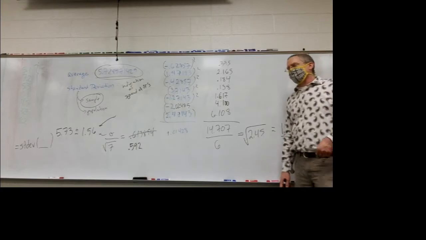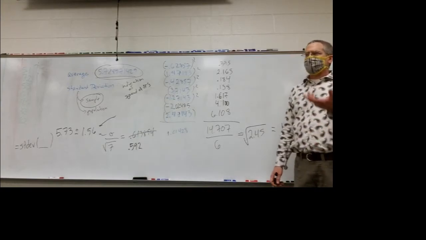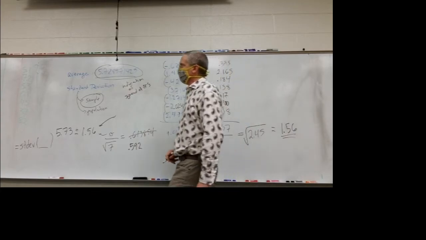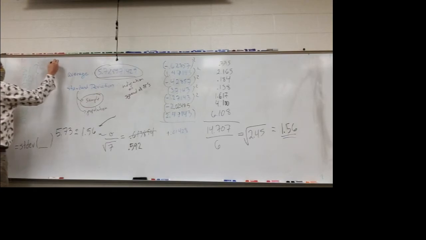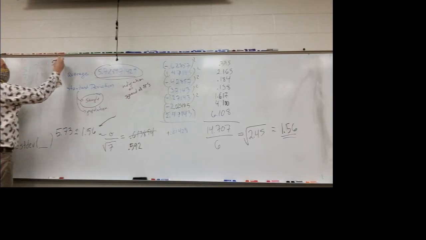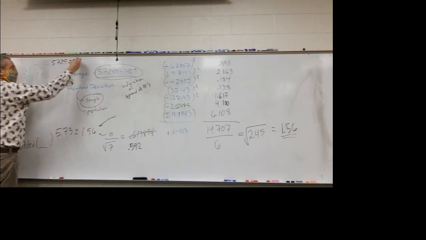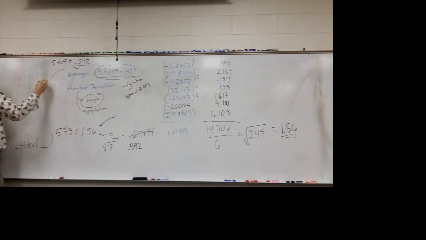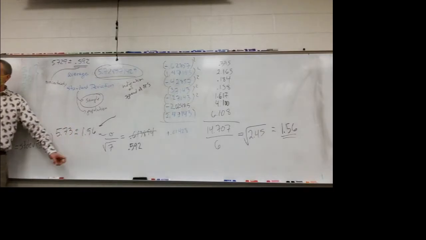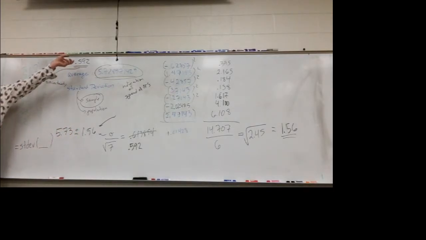So the statisticians are making the claim that the actual length of the table is 5.729 plus or minus 0.592. This is the uncertainty. So standard deviation tells us the spread of the numbers, and uncertainty tells us how uncertain we are of what the actual value is.